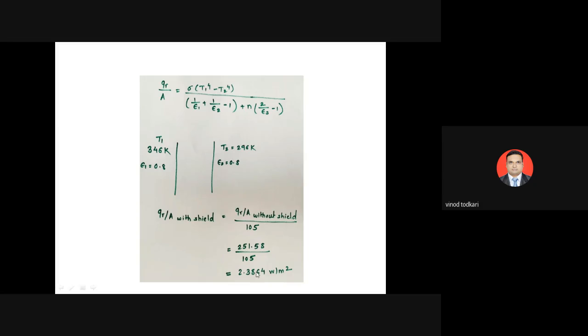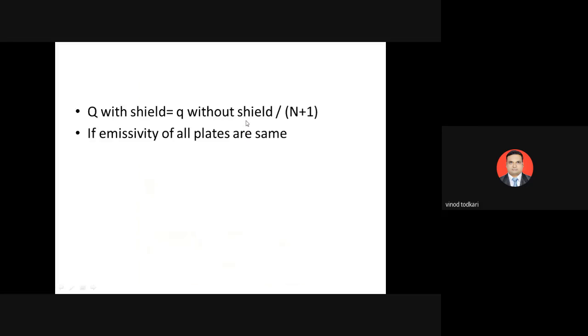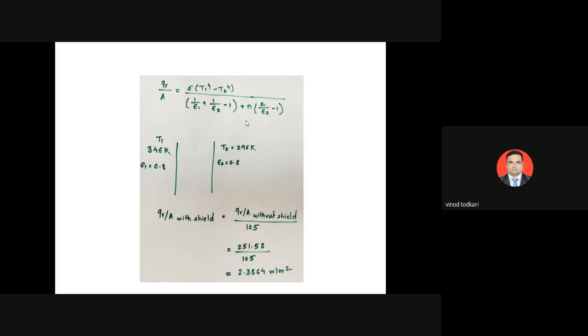Now we know the value of QR upon A with shield. Simply substitute this value 2.3864 over here. You know the values of sigma, T1, T2, epsilon 1, epsilon 2, epsilon S. What is epsilon S? Epsilon S is the emissivity of the shield. So we know all these values. The only unknown is n. In industry, in practical applications, we have to go like this. Being an engineer, we have to design how many shields should be there, what the emissivity of the shields should be, and what the spacing between the shields should be. Okay, is it clear to you?